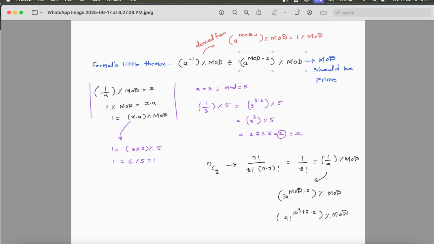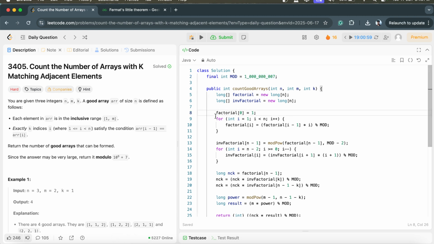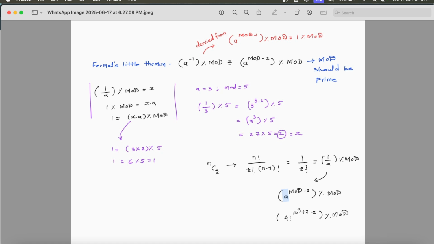The a value is something we can already get from this one. From these factorials of numbers, we already figured out all the different factorials and stored them. So yes, we can utilize all the values that we already figured out, and what we can do is take whatever the r's factorial is.